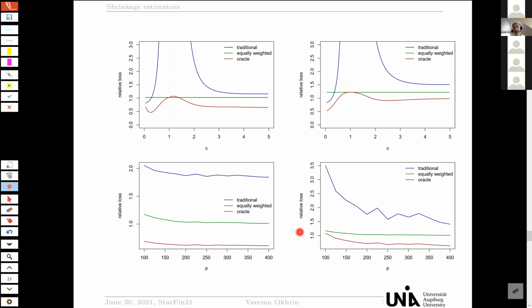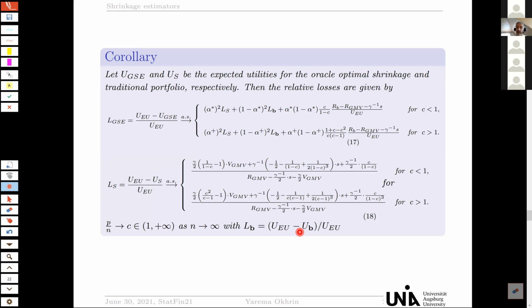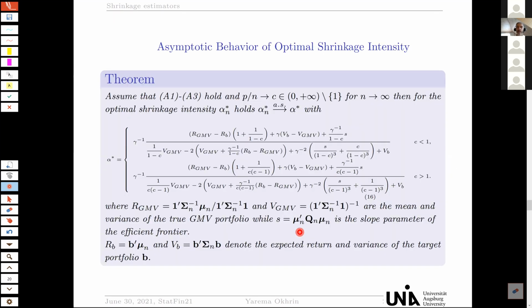Now, the problem with all this is that our shrinkage intensity, this alpha star over here, depends on the unknown parameters. So it depends on mu and sigma. Those are unknown and they have to be estimated. And that's exactly what we tackle over here.